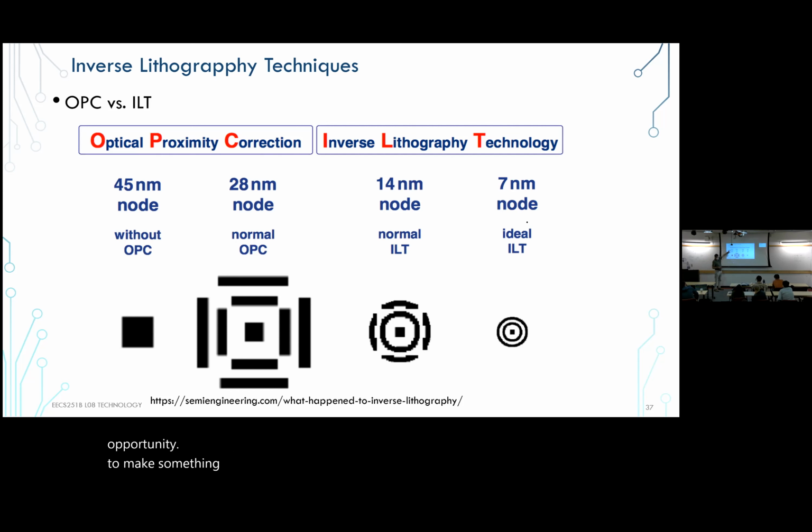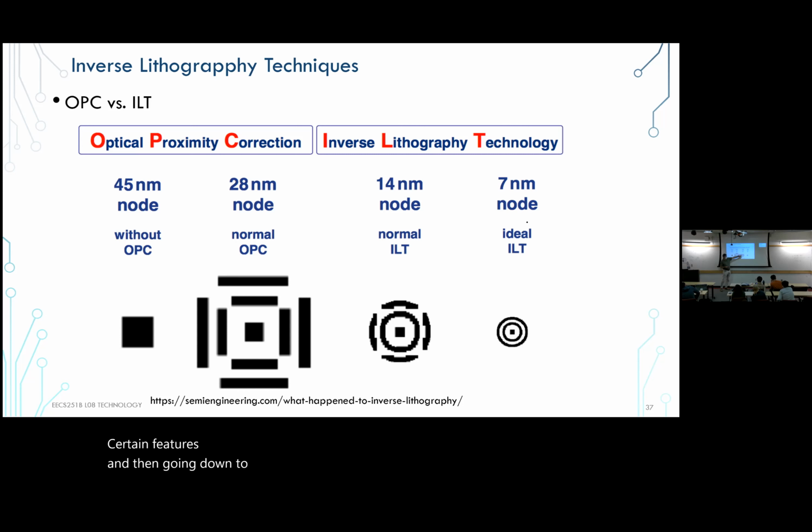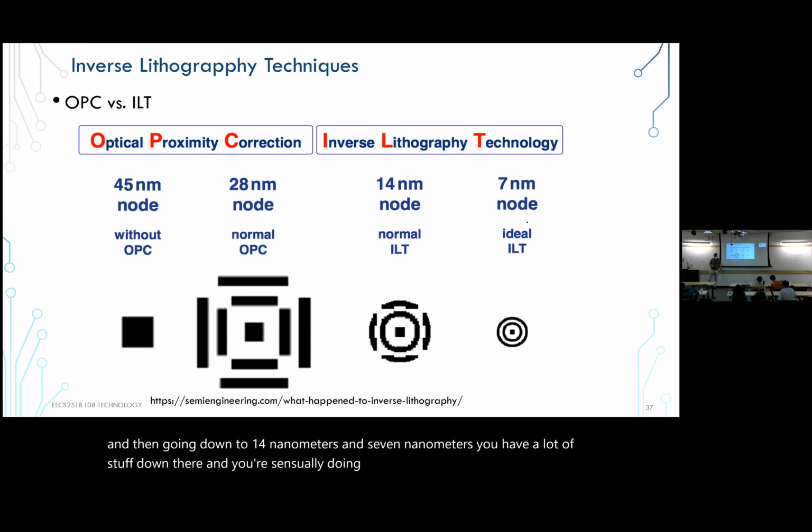So, people used to live down to 45 nanometers with light OPC. Then contacts have been particularly nasty to print. Nice square contacts, or these bar contacts, are difficult because they're really small stuff. This is how it will look with a normal OPC. You basically build a diffraction pattern so that it amplifies certain features. And then going down to 14 nanometers and 7 nanometers, you're essentially doing so-called inverse lithography technology.